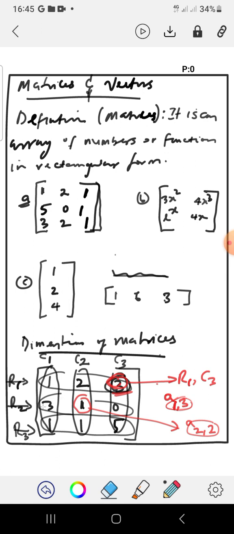As a test for you, this particular 3, what will it be? What would that one be? What will be the dimension? I mean the location of that particular element. I think I can clear the screen now.